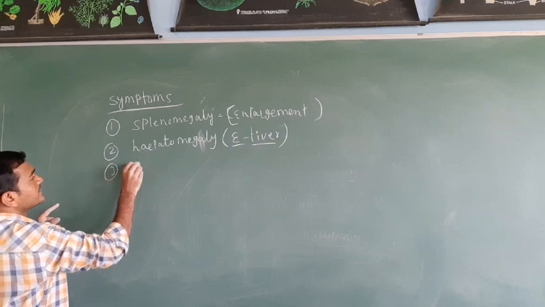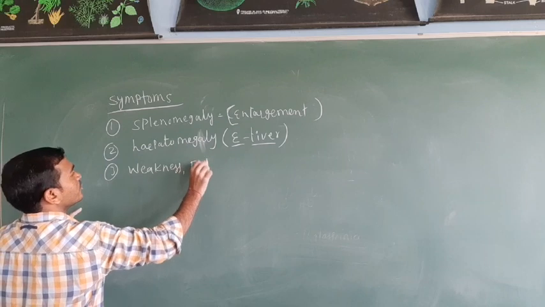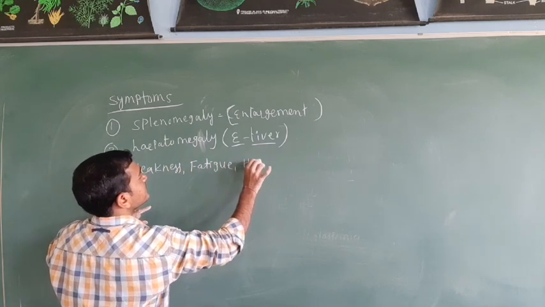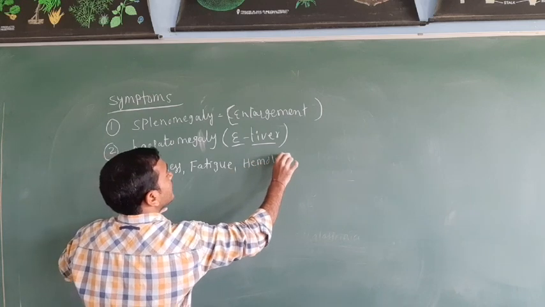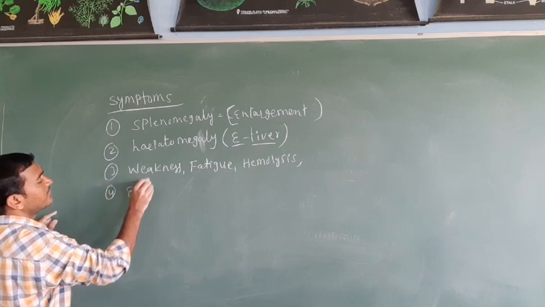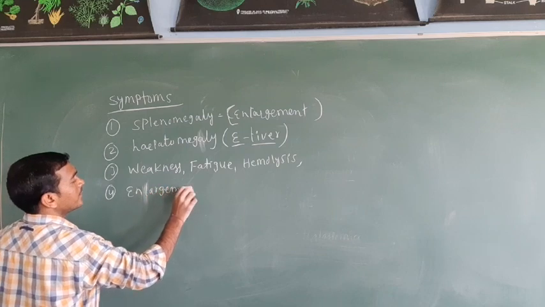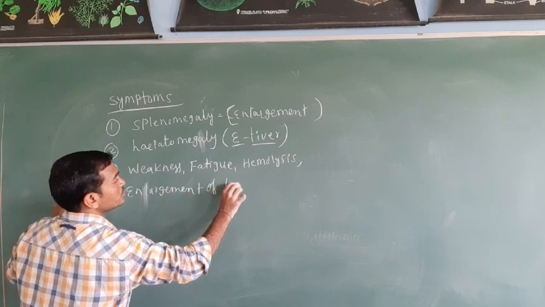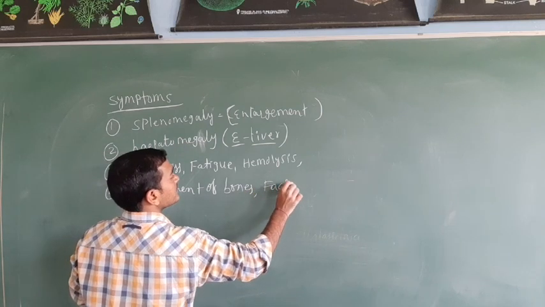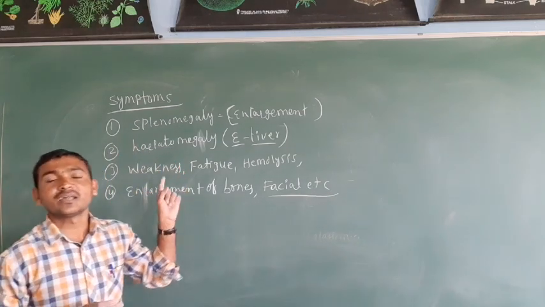The third symptom is weakness. The next is fatigue. Next, hemolysis. The next is enlargement of bones, like the facial bones, etc. These are all the symptoms of thalassemia.